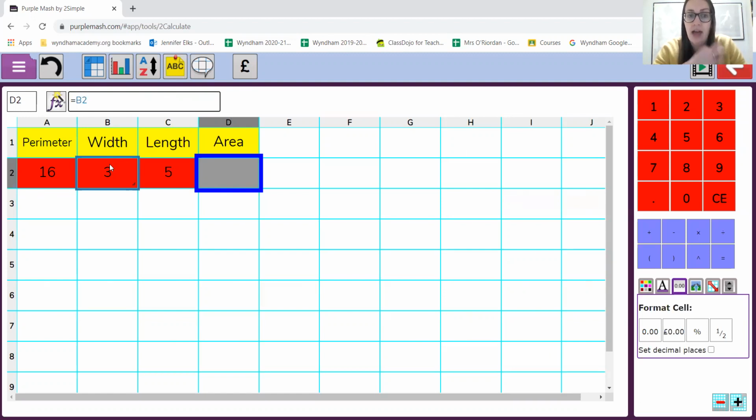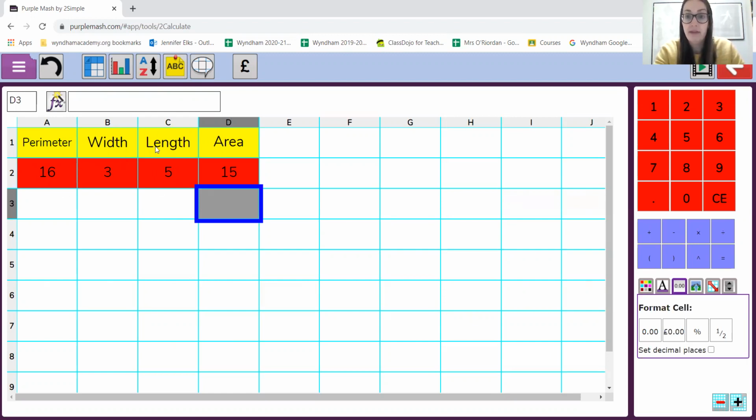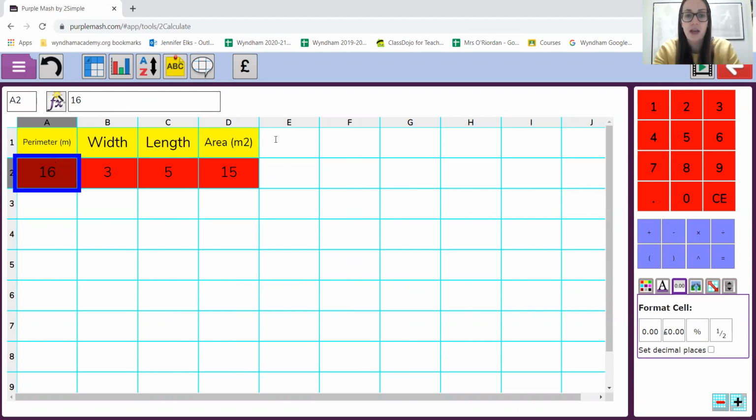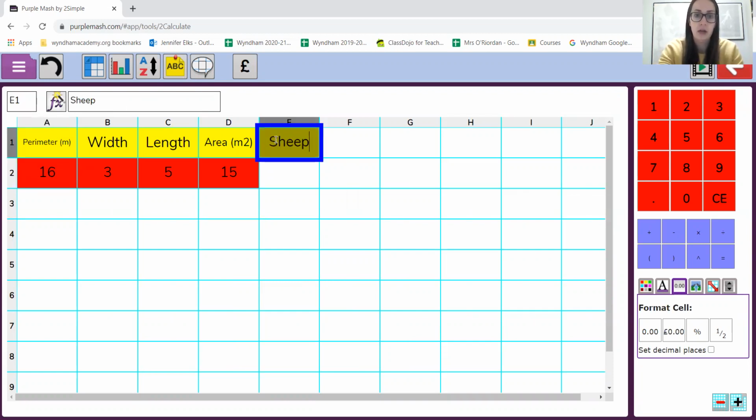How do you do a times on a spreadsheet? You don't do a little X, because that's confusing because there's a cell called X. So you use that little asterisk. If you're on a keyboard or an iPad, you might have to scroll through the symbols a bit. So I'm going to do B2 times C2, which would be 15. So I know that if the perimeter is 16 metres, and it's 3 by 5, the area is going to be 15. I'm going to put metres squared up here because I want to make sure that we know what the units are. So how many sheep? 15 sheep, because it's the same as the area, isn't it?